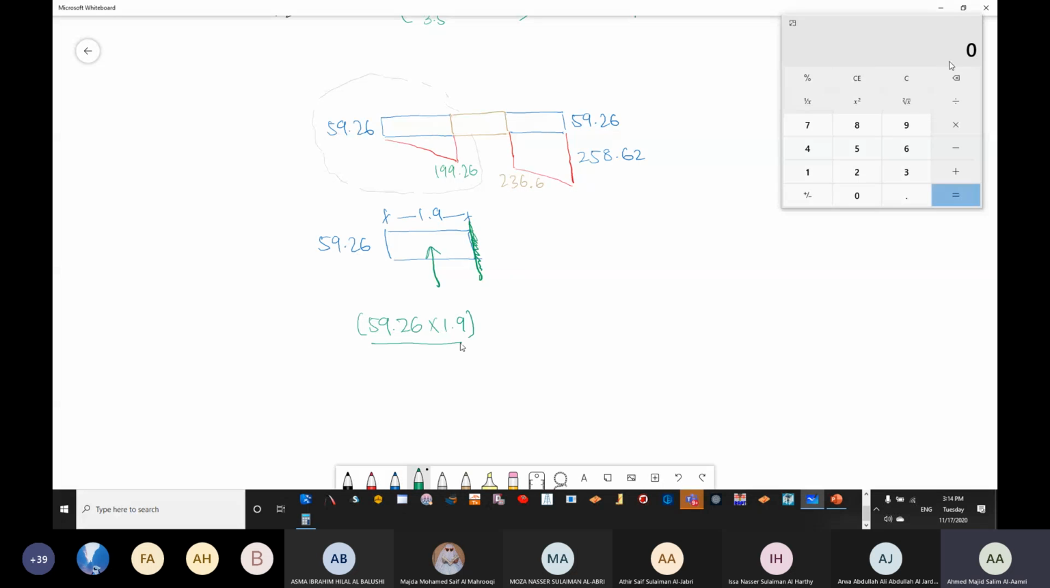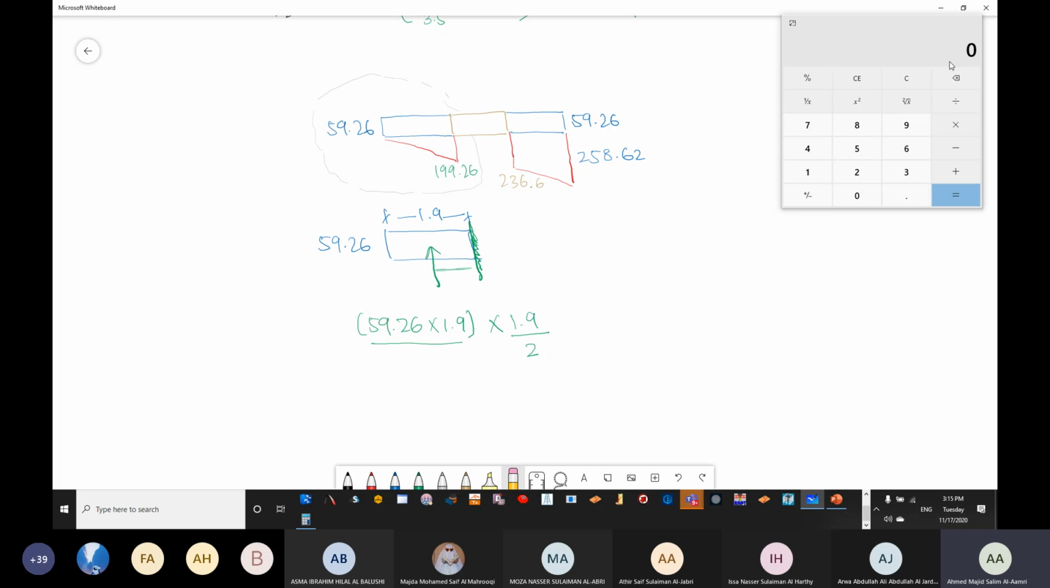Now this is my force, which is a point load. If I want to calculate the moment, I'll multiply my force by the distance, which is 1.9 divided by 2. Or we can use our moment equation, which is W, that's 59.26 multiplied by L square, which is 1.9 multiplied by 1.9 divided by 2. So both of them are the same. Okay. Can you give me this value?